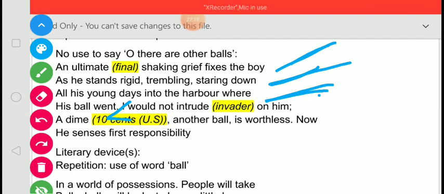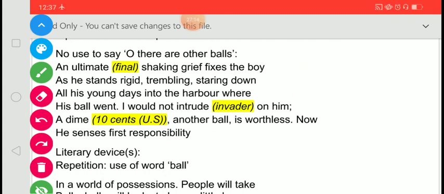So now the boy is remembering all those memories. That is why a complete grief fixes in the boy. He is completely surrounded by sorrow. So that is why the boy is very sad.